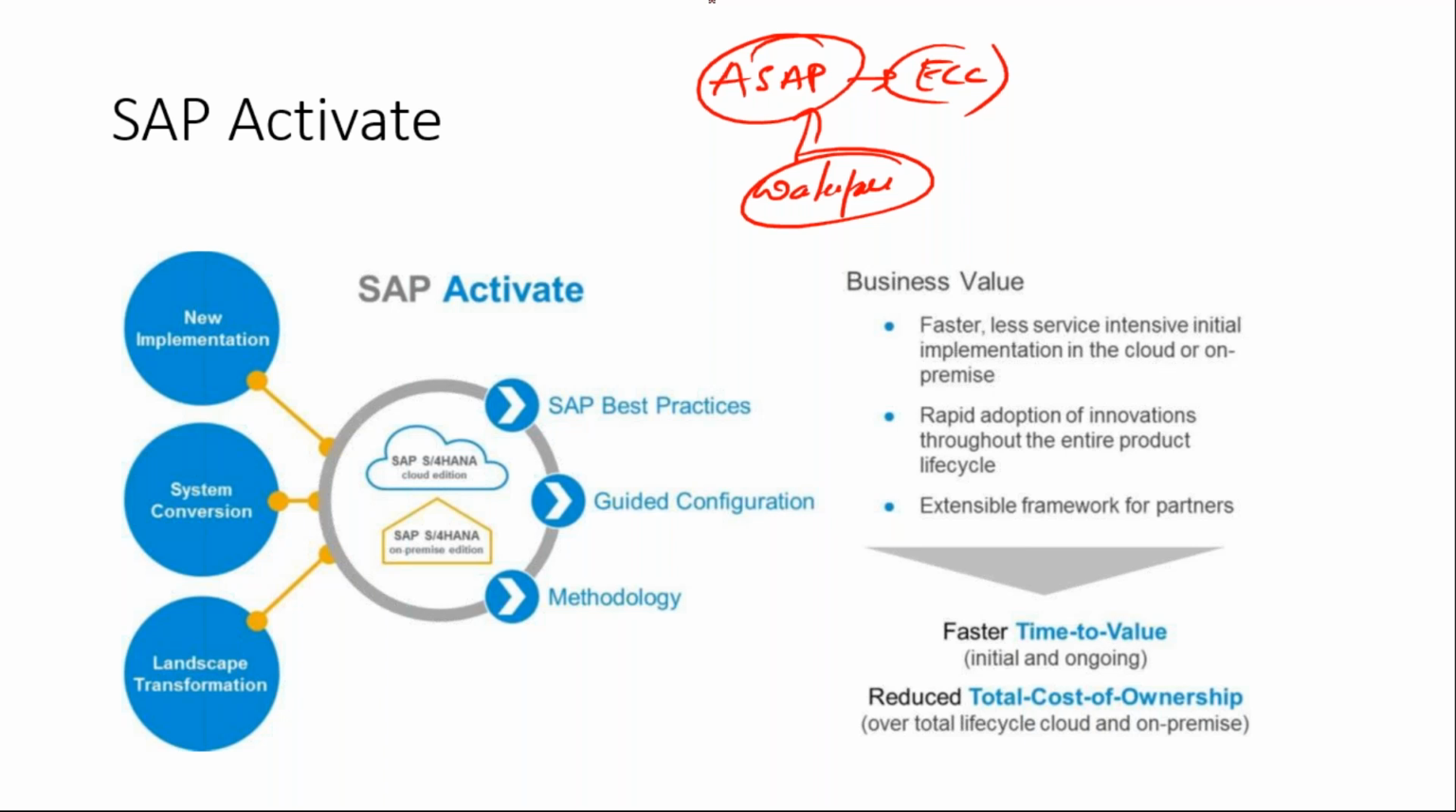And we have a guided configuration, because they have given a set of configuration steps and configuration documents, which come as part of your SAP S/4HANA package. All the guided configuration would work. Then you have your methodology: the standard set of business processes that have been defined for every particular business process. That's where these 3 components fall in for your Activate methodology, which works on your new implementation, system conversion, and landscape transformation.